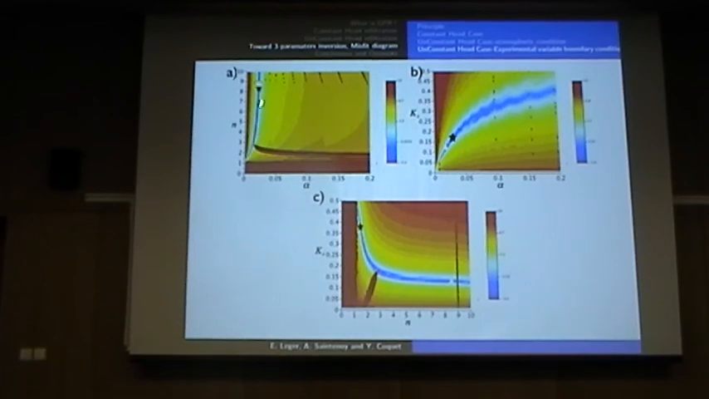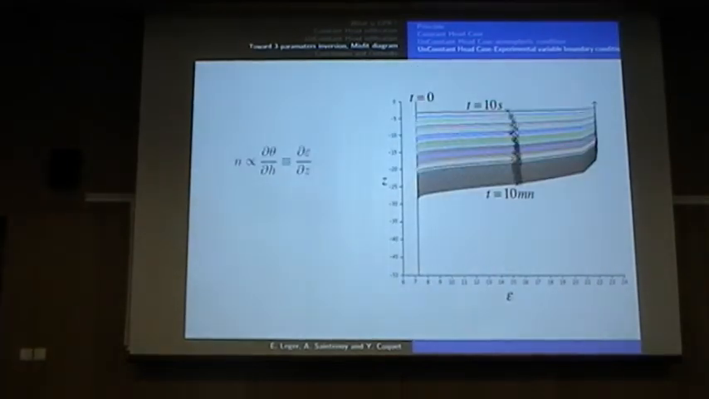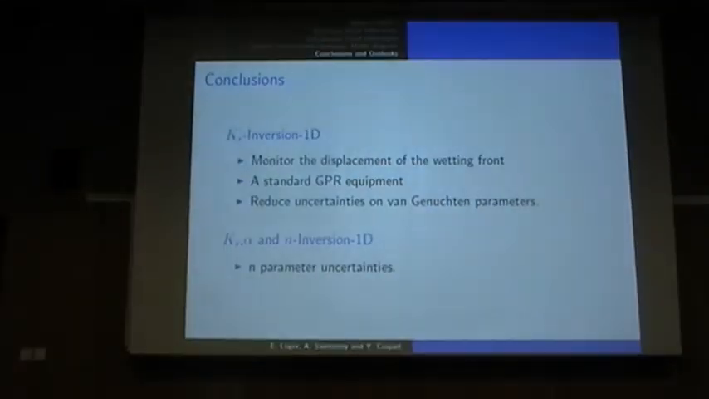It is still difficult to invert n, because n is directly proportional to the slope of the water content profile, and we are using this slope during our Richards algorithm as an inflection point. So that's why it's still difficult. It's really dependent on the accuracy of our inflection point determination. So we have been able to monitor the displacement of the wetting front with standard GPR equipment, and we have to, let's say, make a real uncertainty analysis on the van Genuchten parameters.